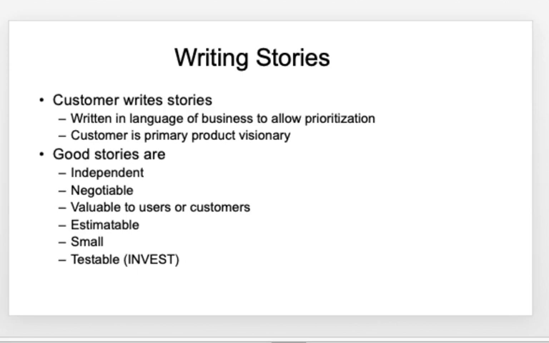The customer writes stories. It's written in the language of business to allow prioritization. The customer is the primary product visionary. Good user stories need to satisfy certain things, and in short we call it INVEST. I is independent, N is negotiable, V is valuable, E is estimatable, S is small, and T is testable.